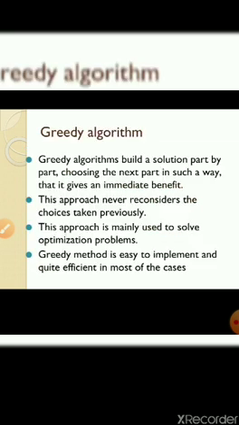A greedy algorithm builds a solution part by part, choosing the next part in such a way that it gives an immediate benefit. This approach never reconsiders the choices taken previously. It is mainly used to solve optimization problems. The greedy method is easy to implement and quite efficient in most cases. What it means is the algorithm does not build the solution all at a time. Instead, it does it part by part, which is beneficial. It doesn't consider previous choices made.